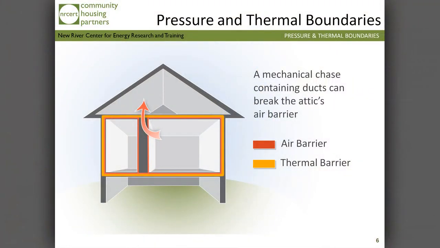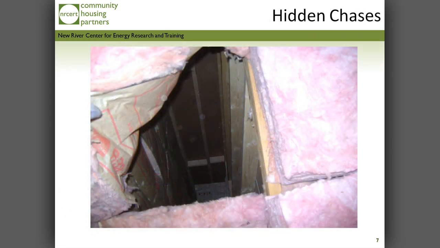Okay, so if we look at these two boxes independently, then yes, we have a complete pressure boundary, but we don't have insulation here. We have it here. What this signifies a lot of times is something that looks like this.